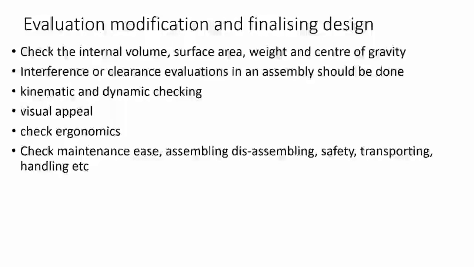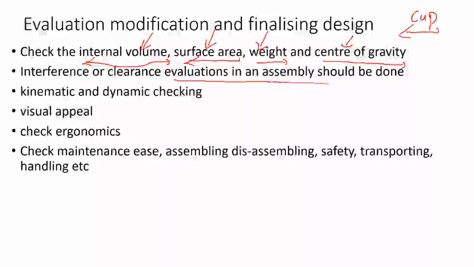Now we have developed the cup or any model. The next thing is we need to check the internal volume, surface area, weight as well as center of gravity. It depends upon the problem. These are the important factors that need to be checked even before designing the original cup. We also check for clearance or any problems, and then in the third step they do kinematic and dynamic checking.